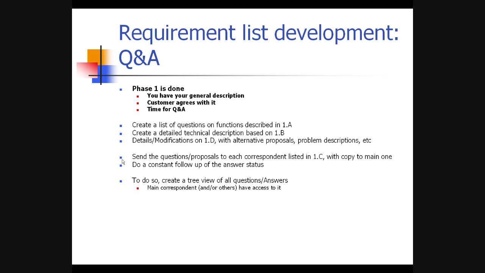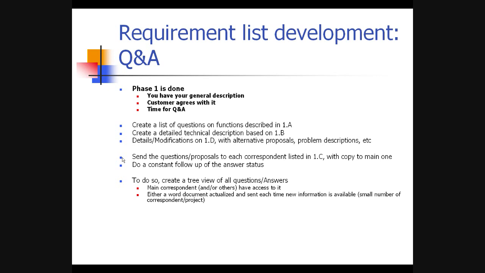There are 2 different ways of doing that. One is simply to use a Word document in which you add all the questions and answers, and send it back to the main correspondent each time new information is available. That works well when there is a small number of correspondents or it's a small project.